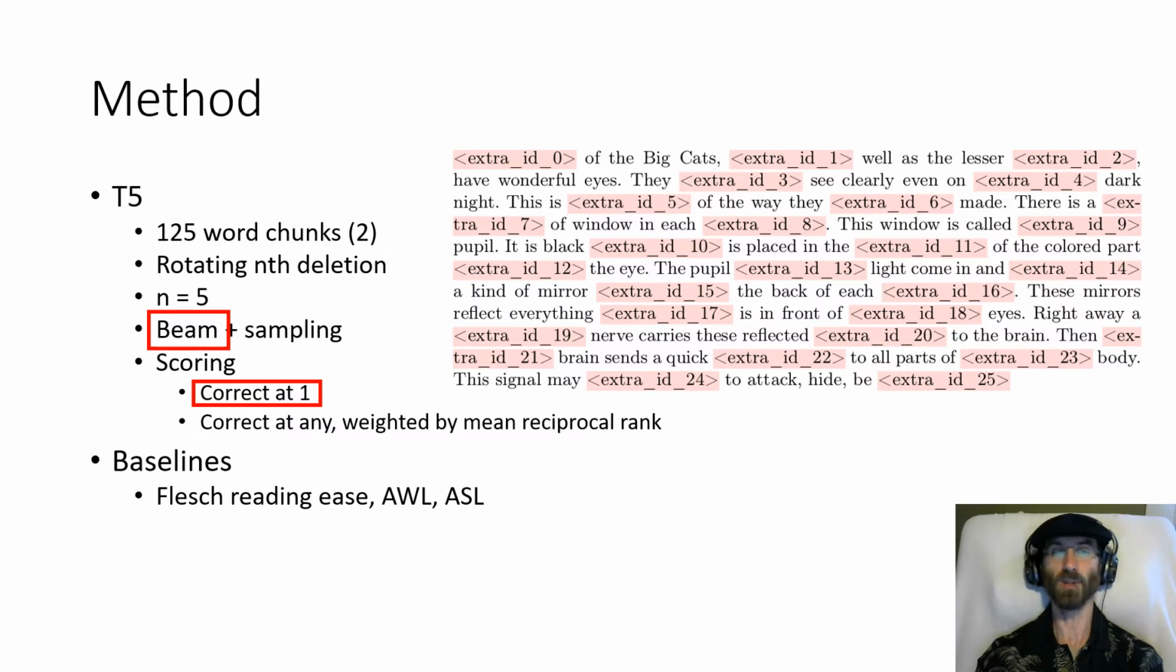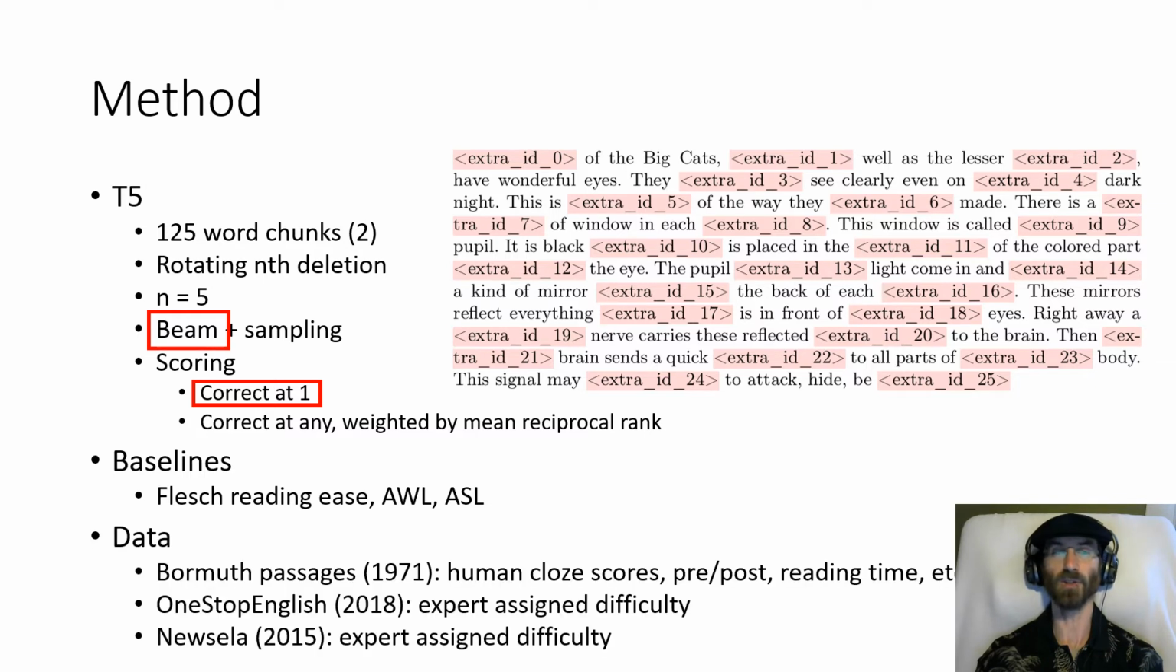For the baselines, we used Flesch reading ease, AWL, and ASL, which are the components of Flesch. The data that we used were the Bormuth passages from 1971, which have human Cloze scores, pre-post test scores, and reading time. The OneStopEnglish corpus, which is kind of like an ESL corpus for learning English, has 3 grade levels and expert-assigned difficulty. And Newsela, which is the same kind of thing, but now has 12 levels, or actually 11 levels, of expert-assigned difficulty. So let's start with the Bormuth passages.